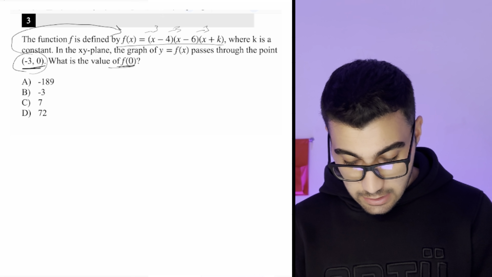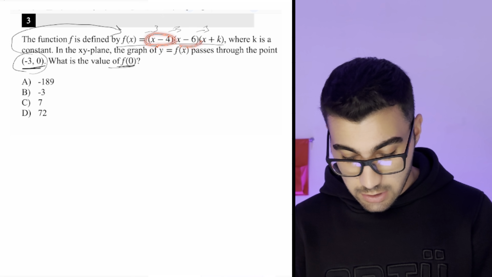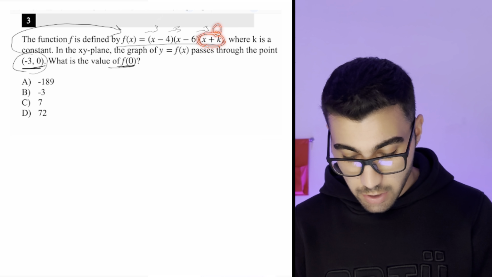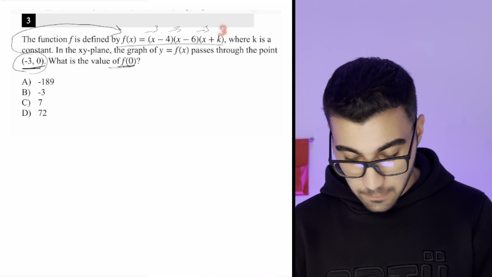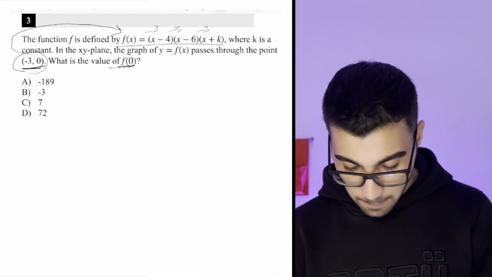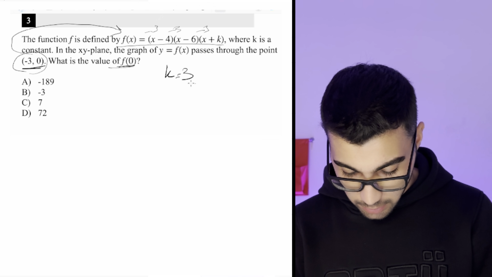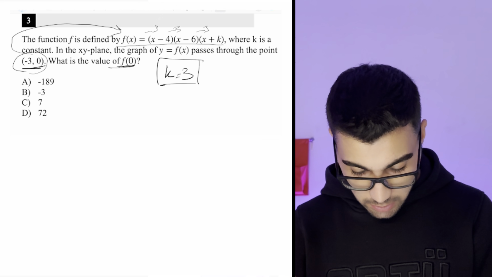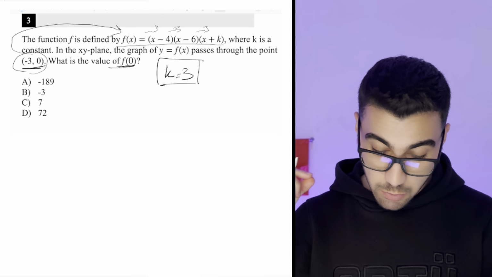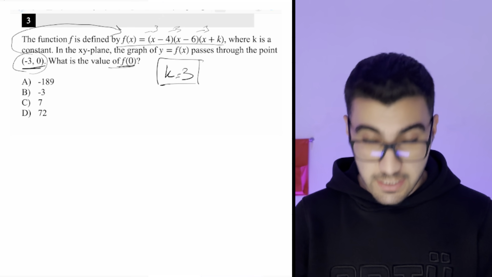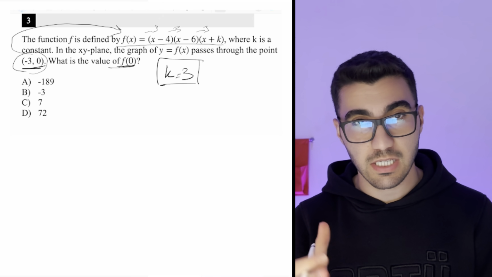So since -3 doesn't make 0 here, it should make 0 here. So here should be 0. So that means k is 3, right? So you just found that k equals 3, because if k is 3, then when you put -3 into x, the whole thing is going to be 0. That's how you get that point -3 is 0.